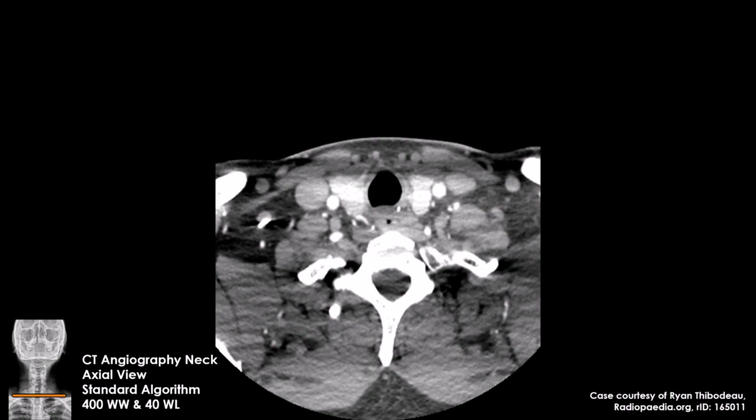This image is at the level of about T1. We can see all four of the principal arteries that supply the head and neck. We can see the right and left vertebral arteries. These vessels originated at the right and left subclavian arteries.